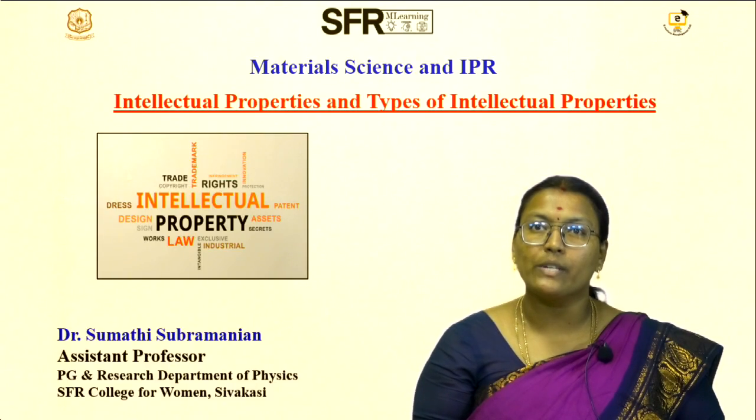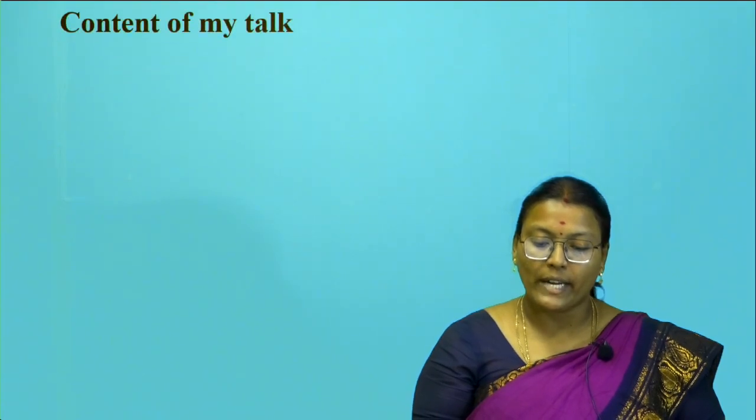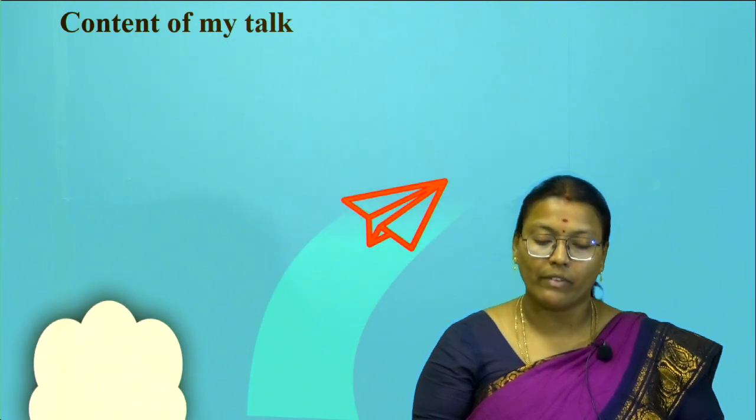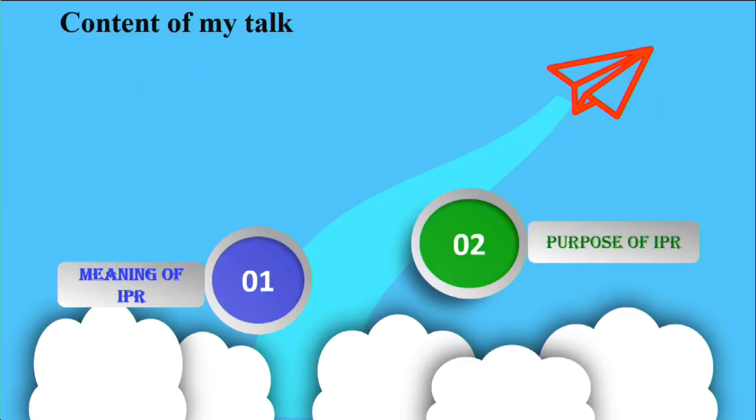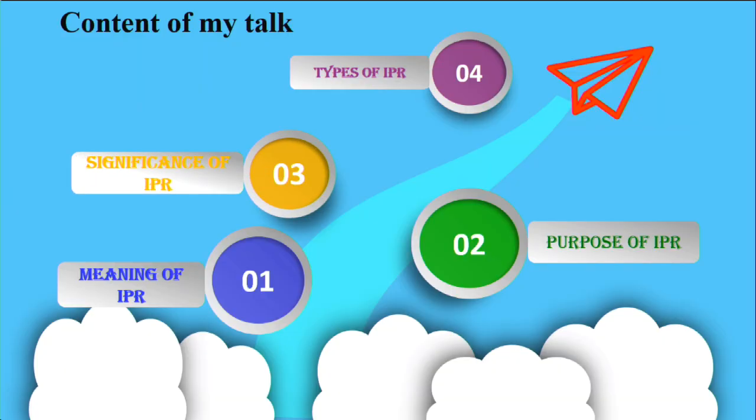Today we are going to discuss intellectual properties and the types of intellectual properties. So let's check it out. The contents of today's topic are: first, of course, the meaning of intellectual properties. Second, the purpose of intellectual property. Thirdly, the significance of intellectual properties. Finally, what are the different types of intellectual properties.